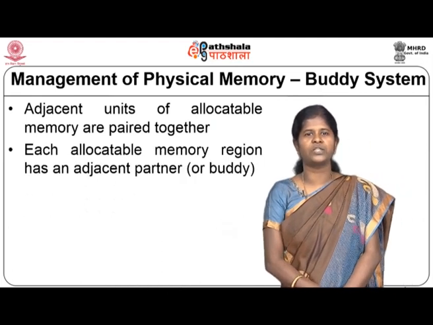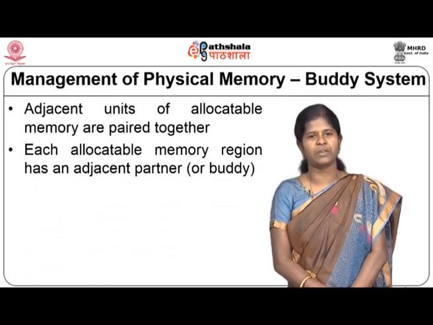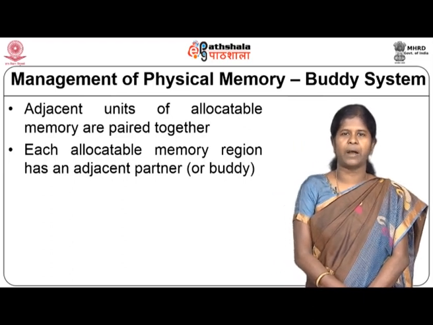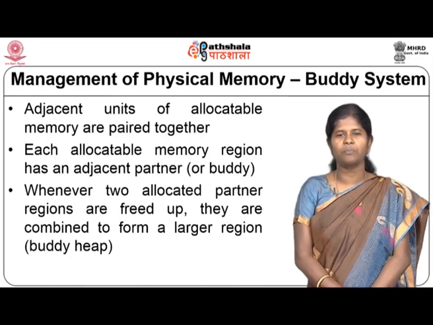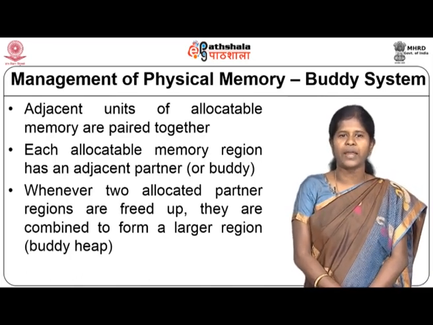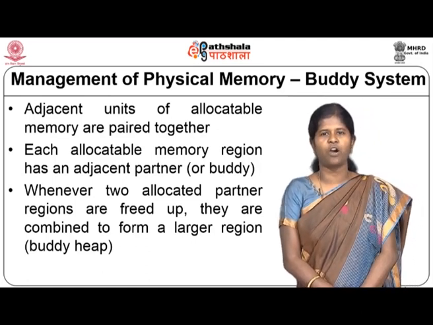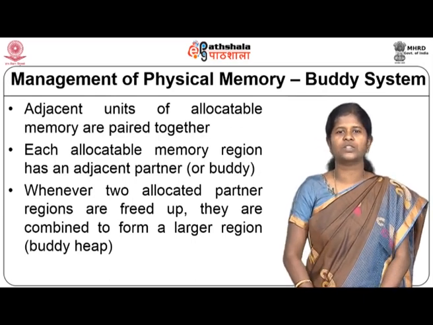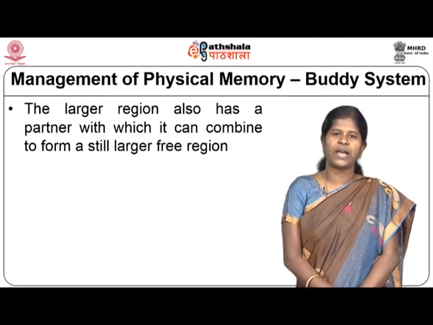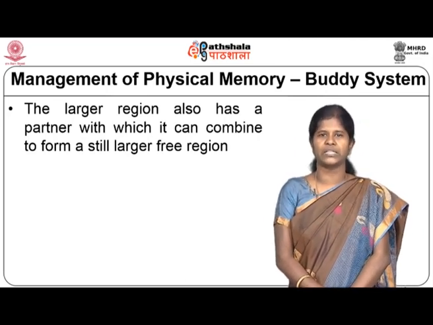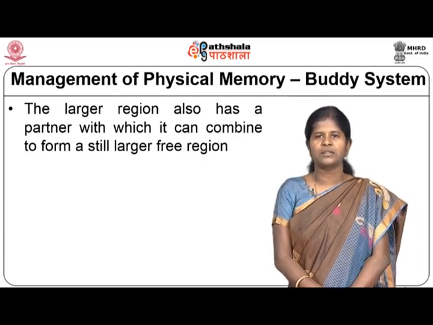When you have adjacent units of allocatable memory, those are paired together, and each allocatable memory region has got an adjacent partner which is called a buddy. Whenever two nearby allocatable memory regions get freed up, they are combined together to form a larger single region, called a buddy heap. The larger region also has a partner with which it can combine to form a still larger free region, and so on. The adjacent regions are called partners or buddies.